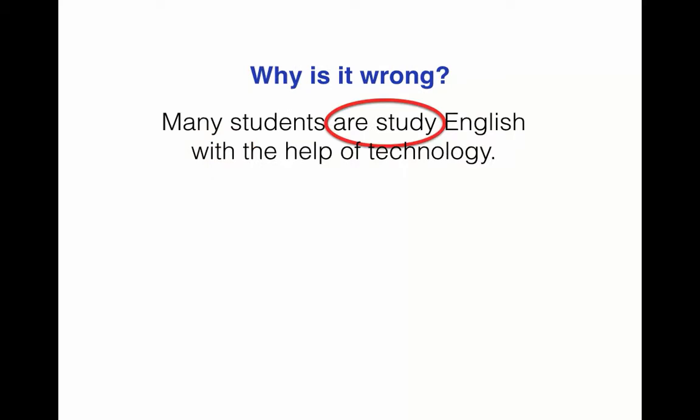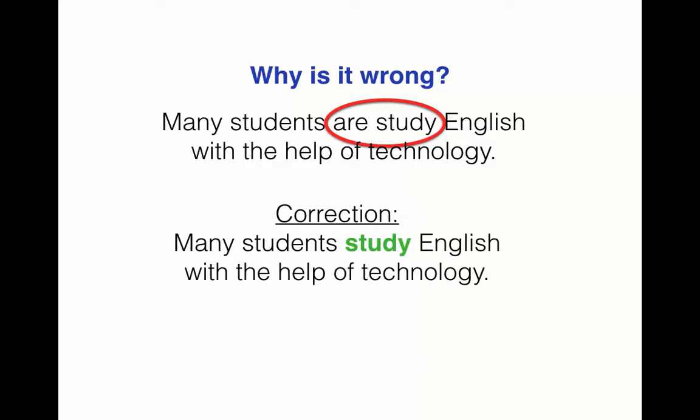Ooh, another ugly error. What's the problem here? You guessed it. We cannot use the be verb if we don't have ing. In this case, we just need the simple present. Many students study English with the help of technology. It's a fact.